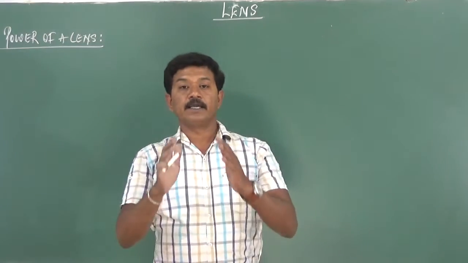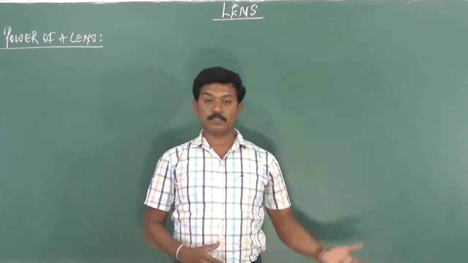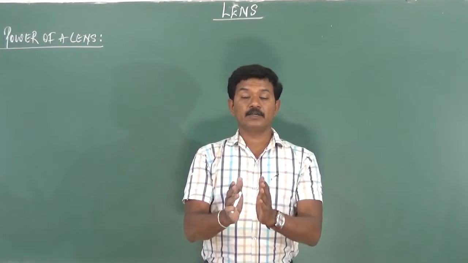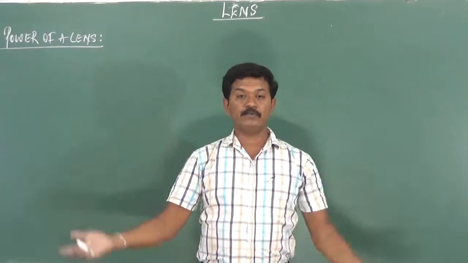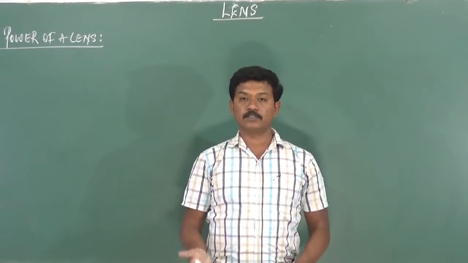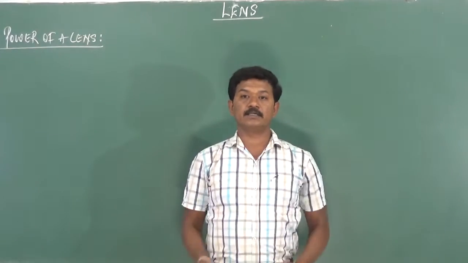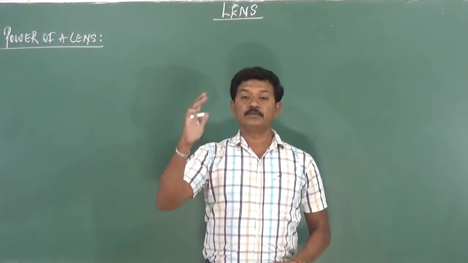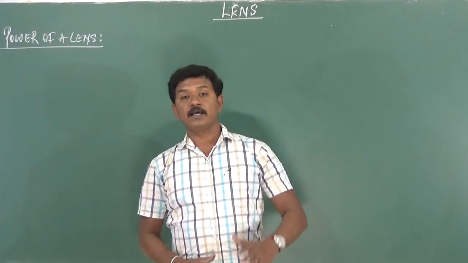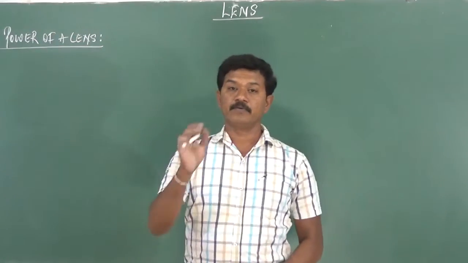So here the ability of a lens, whether it is a convex lens or a concave lens, whatever lens it may be, is the ability to converge or to diverge. Converging happens in convex lenses and diverging happens in concave lenses. Therefore the ability of a lens to converge or diverge the light rays which are falling on the lens, traveling parallel to the principal axis, is called the power of a lens. This is the general definition for the power of a lens.